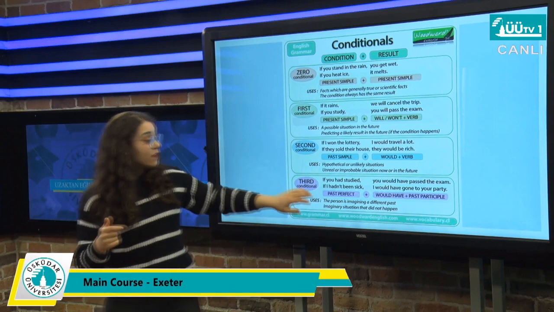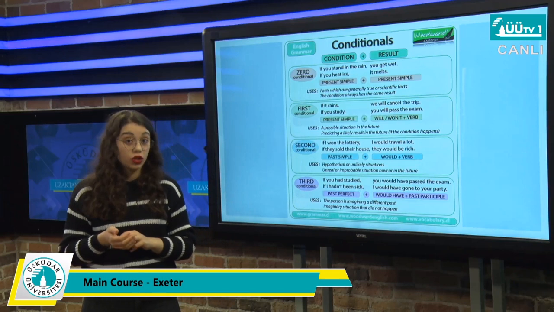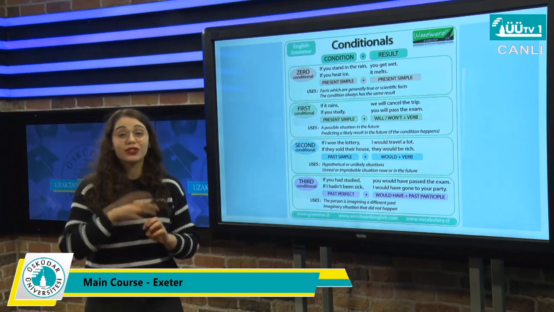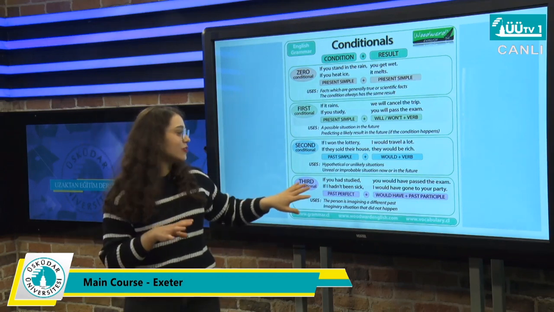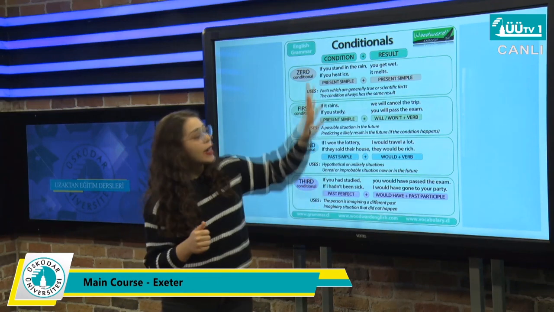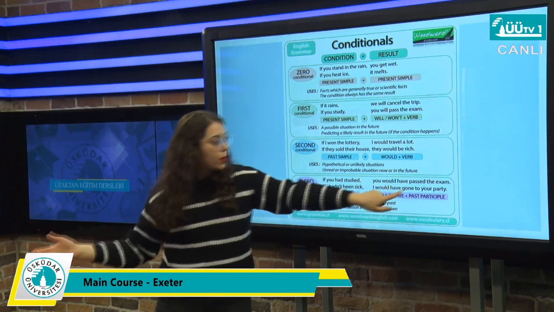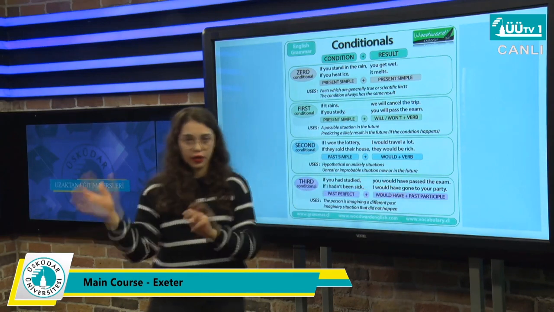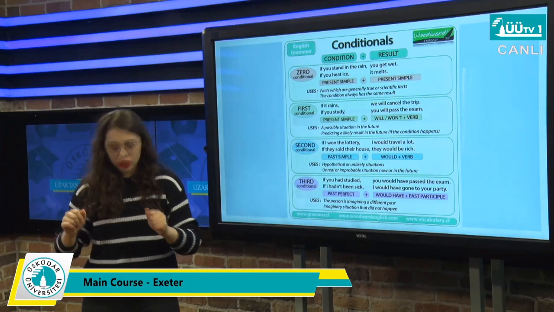So, for example, if you had studied, you would have passed the exam. Did you study? No. Did you pass? Again, no. So you're just imagining something. And you use past perfect in the condition clause, and in the result, main clause, you use would, have, and verb one, past or gone, okay? All right, that's it about the conditionals in English language.